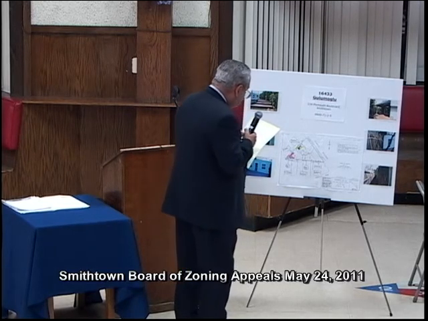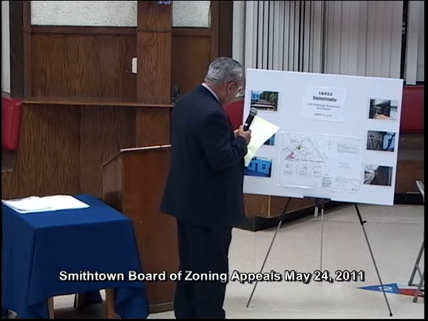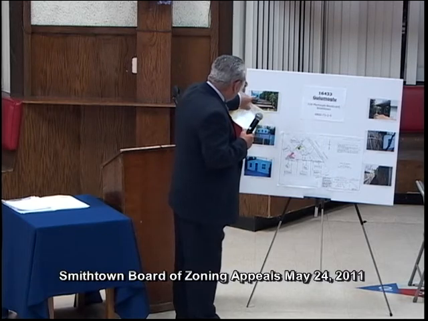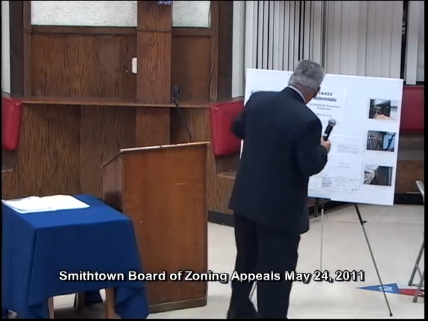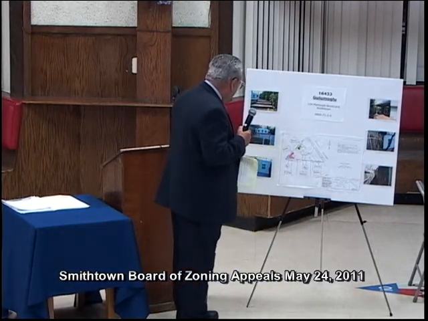The variance to reduce any lot line from 6 to 3 feet for an existing deck. This is the deck, and it kind of wraps around the swimming pool, which I guess this is the best photo I have here. You can also see it here.